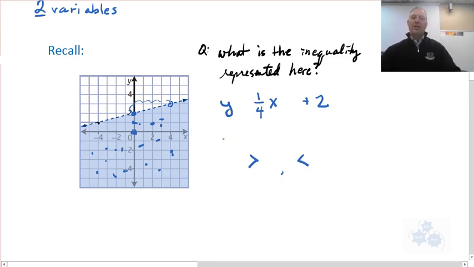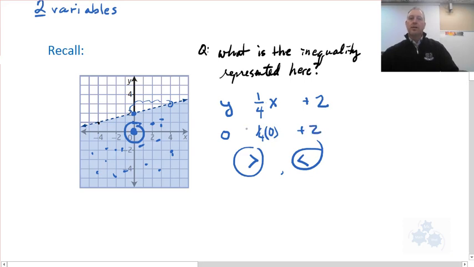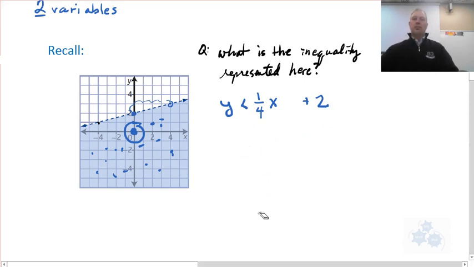So 0, 0. Which one of these signs make 0, 0 part of the solution? So let's say if we had 0 as y and I had 0 as x, okay, what would make sense in here? So that would be 0 is what compared to 0 plus 2, or 2. 0 is less than 2. You see that? I just put in 0, 0 as a test point. And so obviously this needs to be y is less than 1/4 x plus 2. Okay? So this is the inequality that's represented here by this diagram.